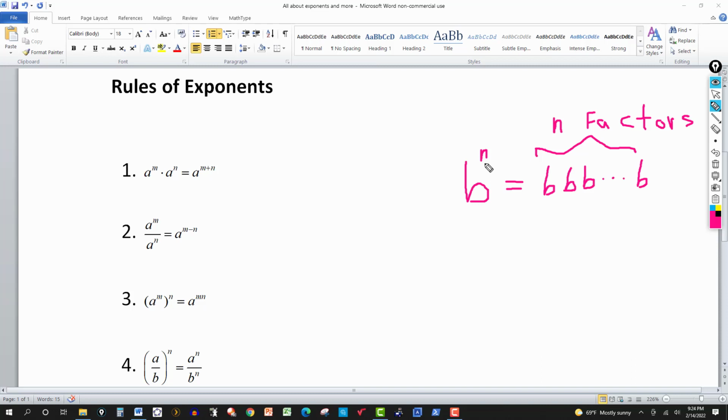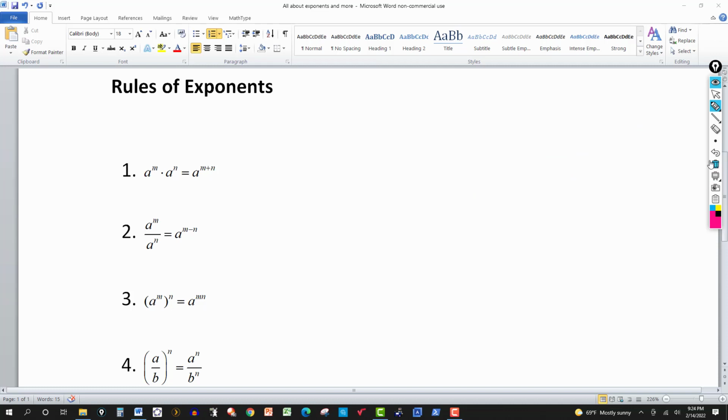Now the exponent could be negative, it could be a fraction. We're going to focus on where the exponent is a positive integer. So let's clear this. So let's look at some examples first with numbers. So suppose I have 2 to the 2nd power multiplied by 2 to the 3rd power.